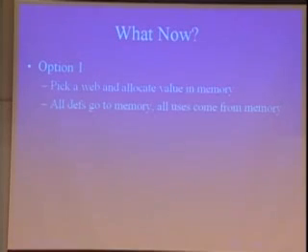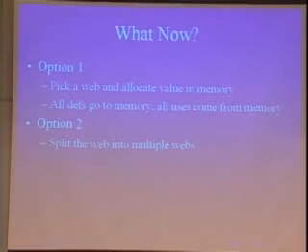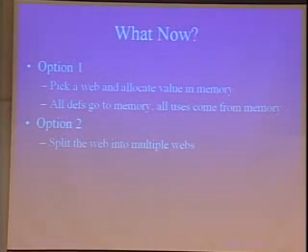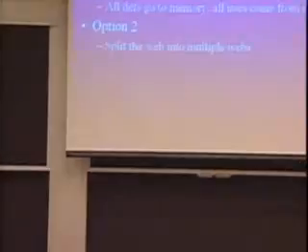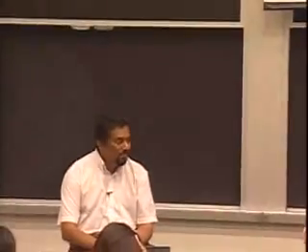So what's next? Now we have this thing. Now what do you do with these spilled webs? What do you do with that? We can do option 1, which is pick a web and allocate values in memory. So you can say, darn, I can't color that node, so this one I'm going to just put in memory.